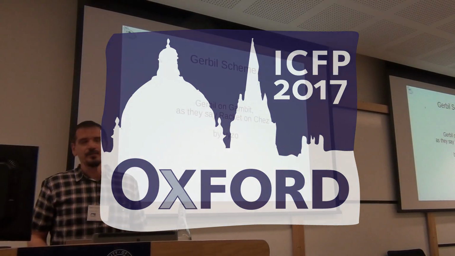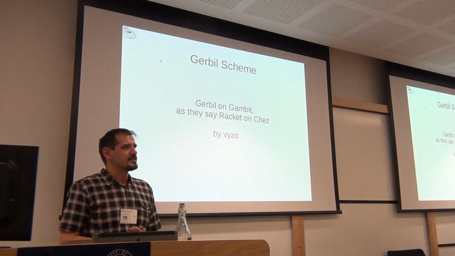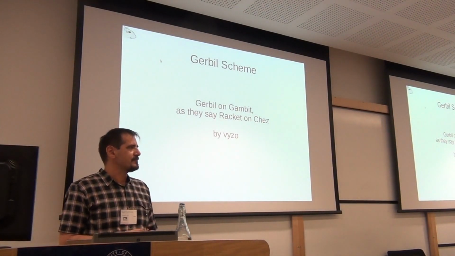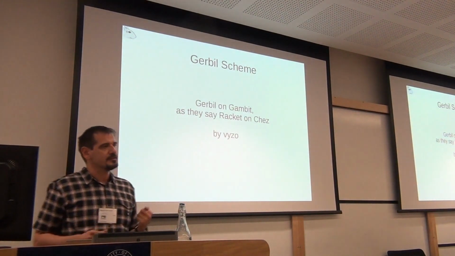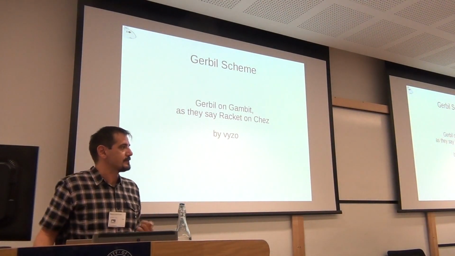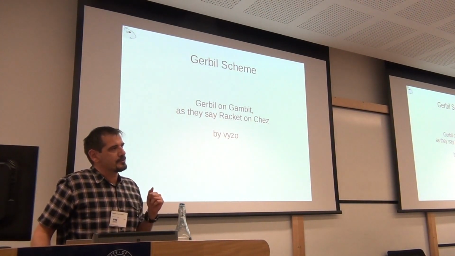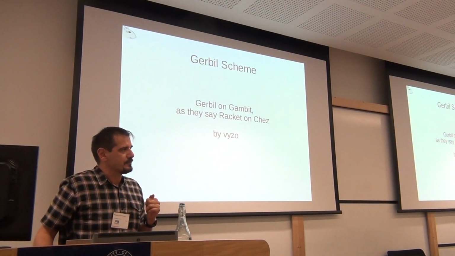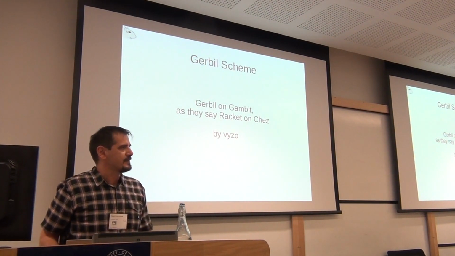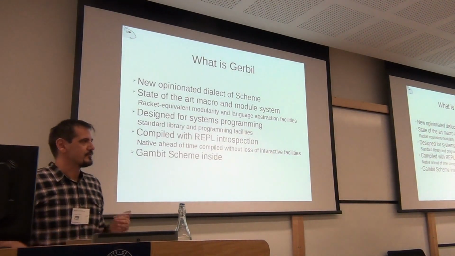Right, so basically the title of the talk is Gerbil and Gambit, as they say, Racket and Chez. The idea is that we have Gerbil Scheme, which I'm going to talk a little bit about more later. It started as a project on PLT, as a PLT language, and it became its own thing. And now we get to the point where Gerbil has re-implemented the PLT macro system and module system on top of Gambit. And we get into a situation where it's analogous to what we have with Racket and Chez.